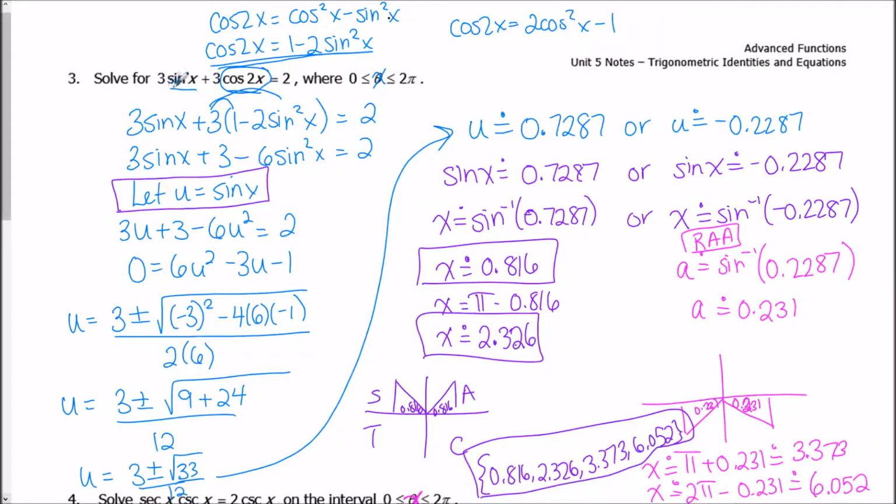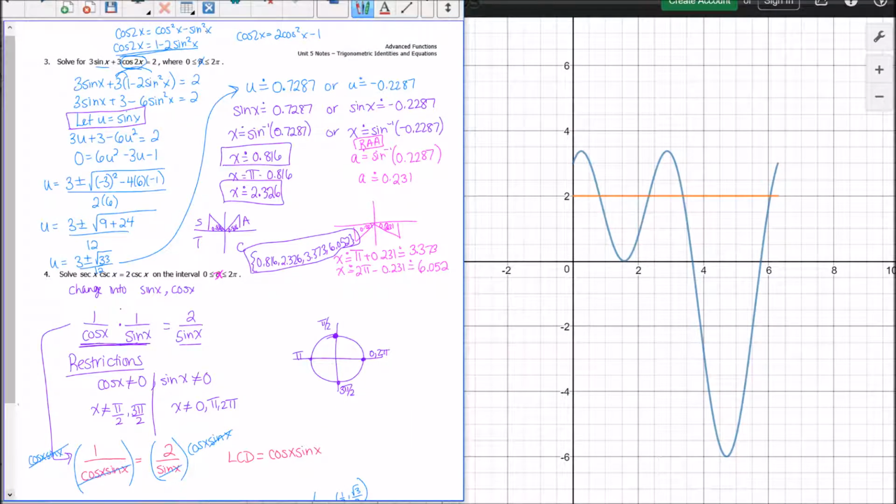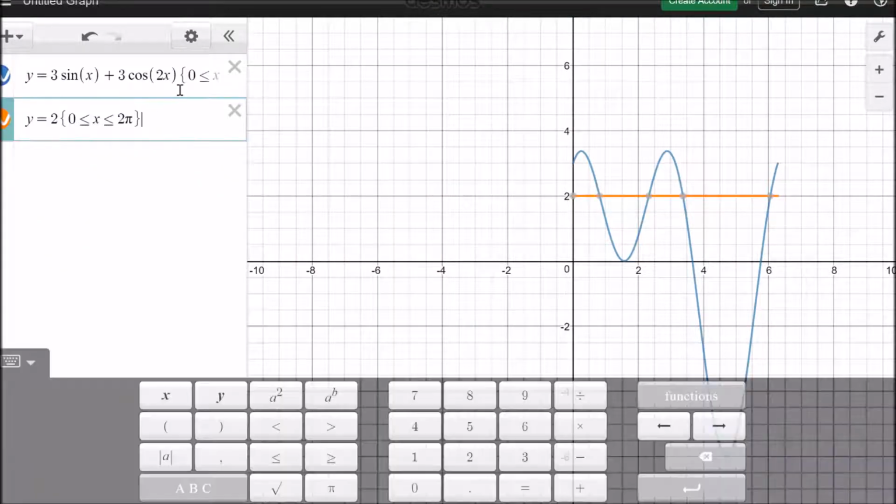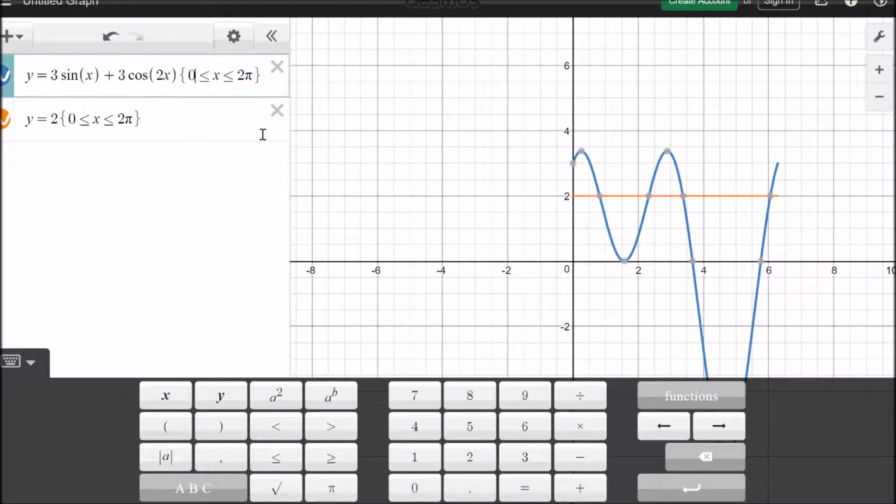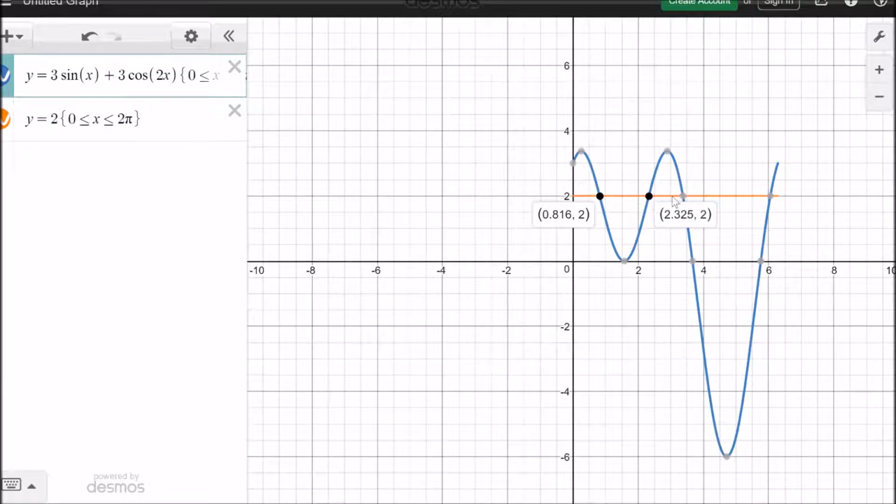I'm going to type into Desmos y equals 3 sine x plus 3 cosine 2x, and then I'm going to type in y equals 2 over the interval 0 to 2 pi. And if you notice, the blue graph is the left side of my equation, the orange graph is the right side of my equation. So looking to see where they intersect right here, we get all the same answers.